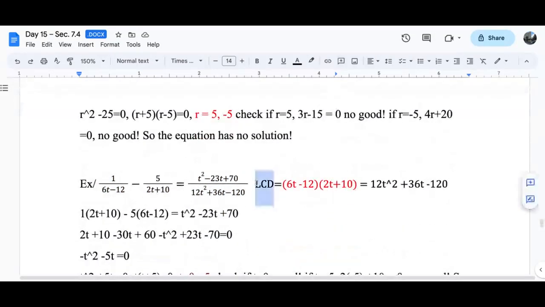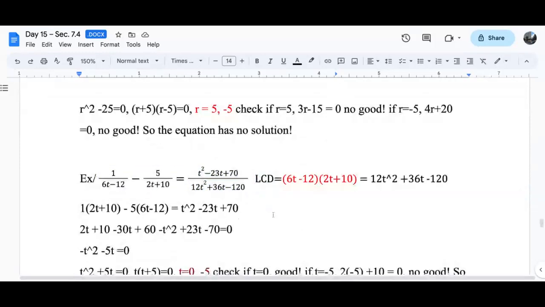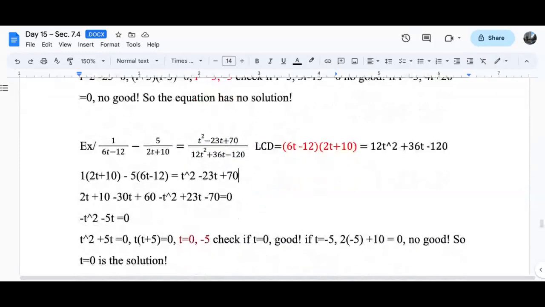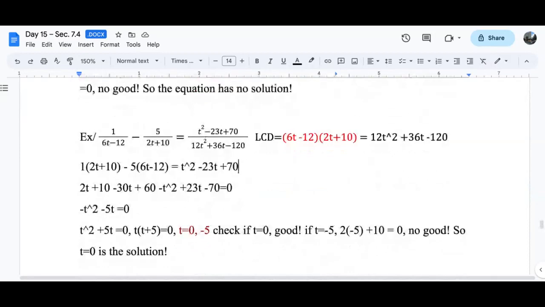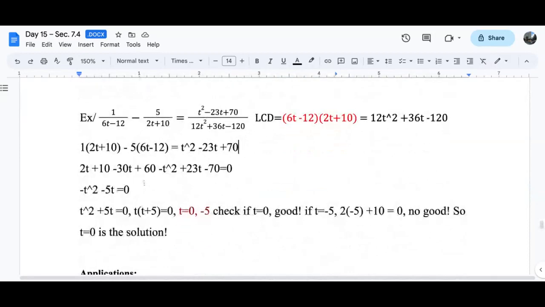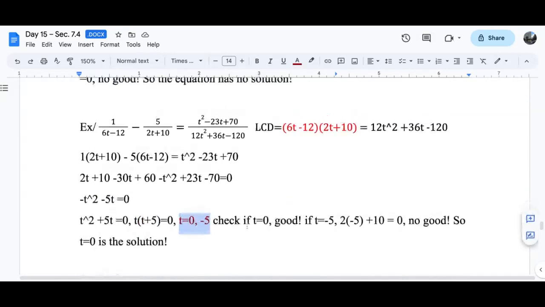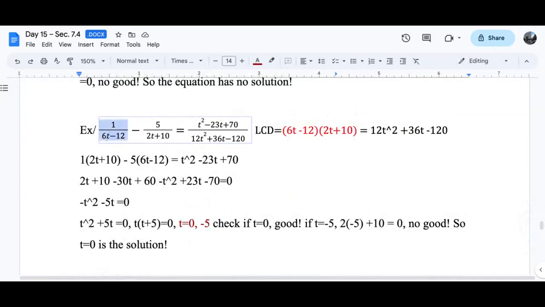So the LCD is just this one, right? If we figure it out, then we just multiply the LCD on both sides. So we get negative t squared minus 5t equals 0. We factor out t, we get t times t plus 5, so we get two solutions, 0 and negative 5. Then we check 0. If t equals 0, this is fine, and this is fine. So t equals 0 is a solution.